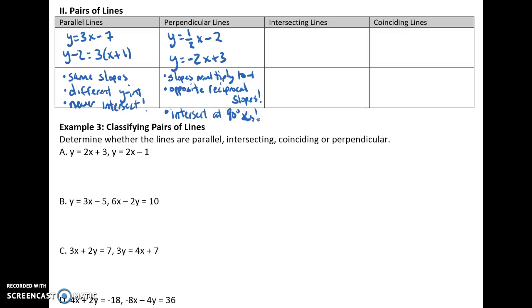Okay, intersecting lines are your plain old lines that intersect. So for example, something like y equals 5x minus 2 and y minus 3 equals 1/4 x plus 7. Nothing special, just different slopes. And they intersect at one point.